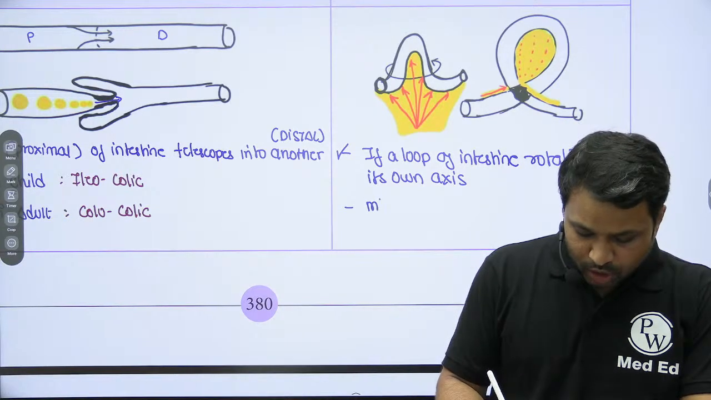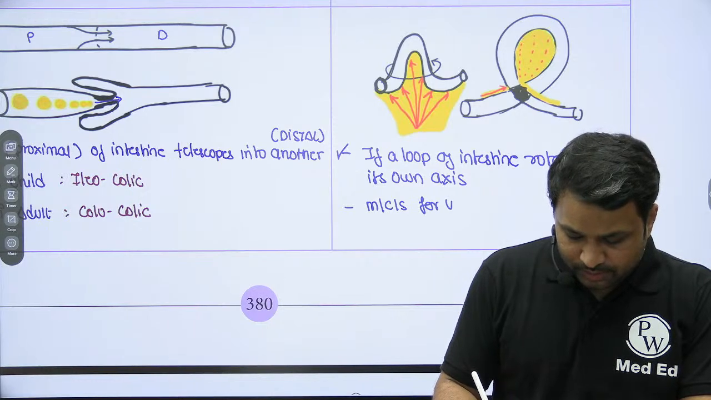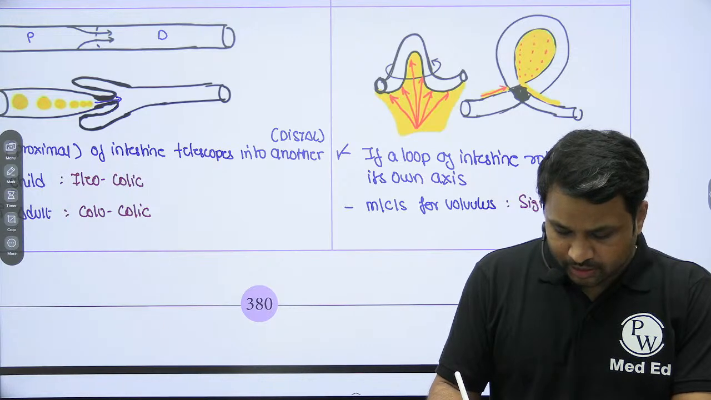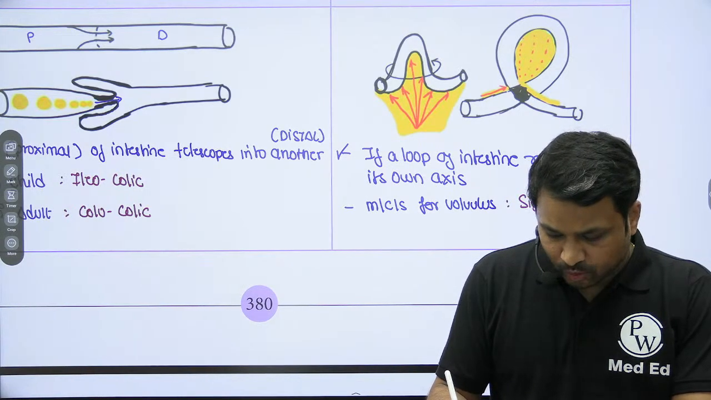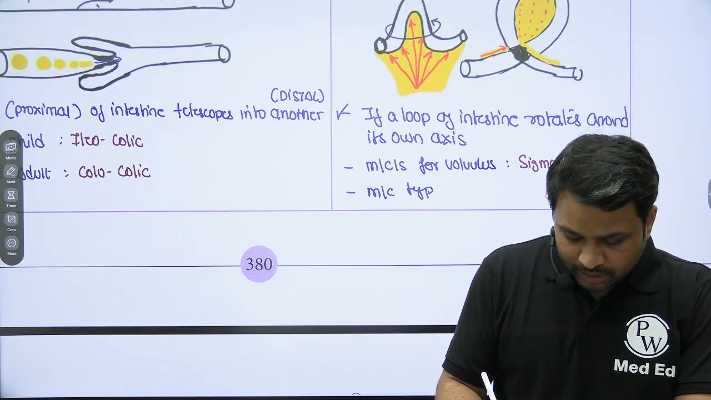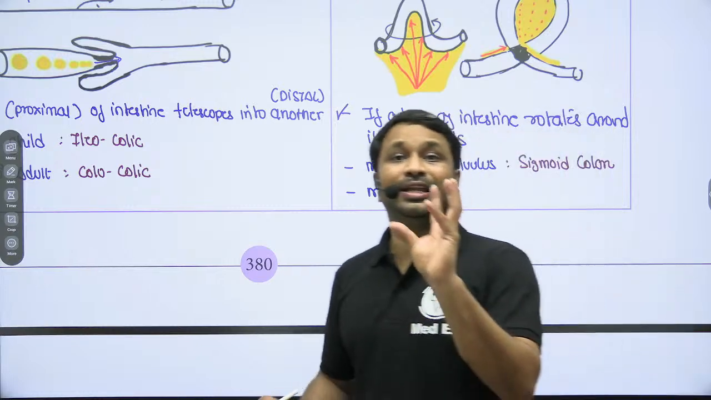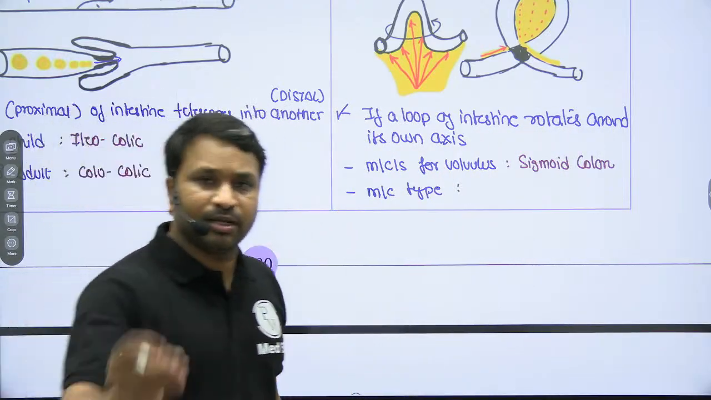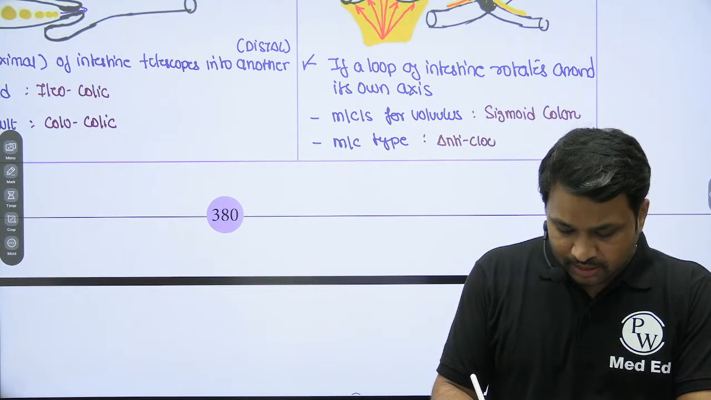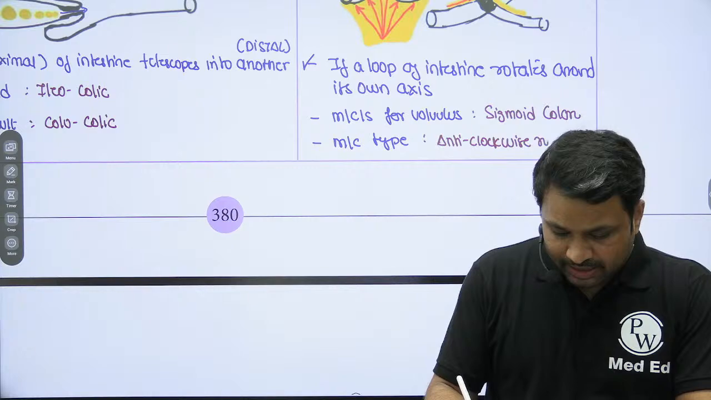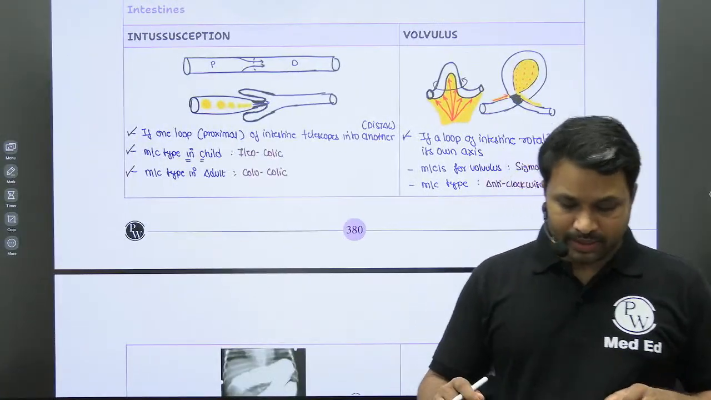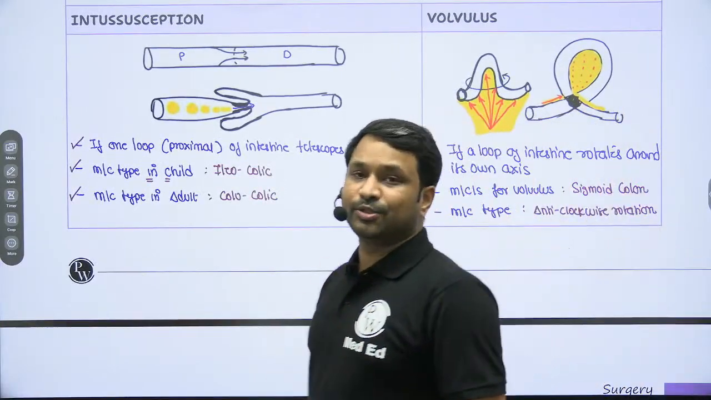The most common site for volvulus is going to be the sigmoid colon. Another question is, what is the most common type that you're going to see? When you say type of volvulus, it is about the rotation. Will it rotate in a clockwise manner or an anti-clockwise manner? Remember, the most common type of volvulus is going to be an anti-clockwise rotation. So those are the important concepts with respect to volvulus.